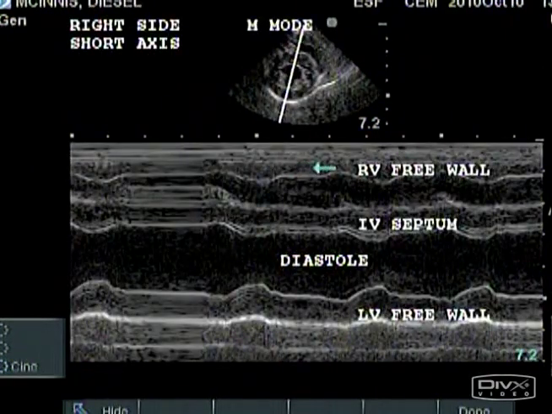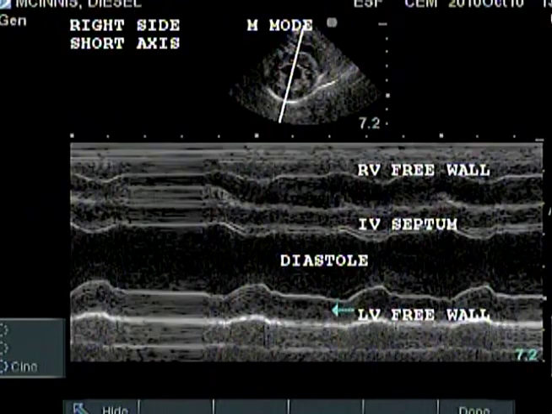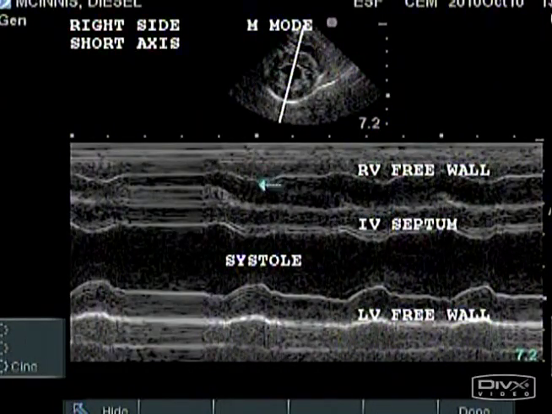Note that diastole of the right ventricular free wall, the interventricular septum, and the left ventricular posterior wall is coordinated. They all occur at the same time because of the electrical conduction system of the heart. Systole of the right and left ventricles also occurs at the same time.